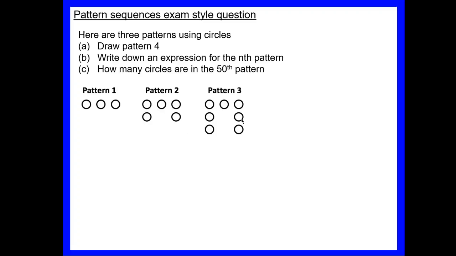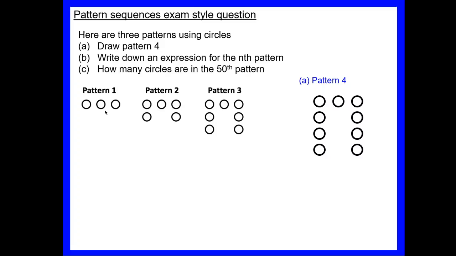Our next one, we've got that pattern 2 repeated with an extra 1 on the left, an extra 1 on the right. So our next pattern we can imagine would be the same, but with another one on the left and another one on the right. So when we've got a diagram pattern, we need to see what extra has been added or taken away for each different development of that pattern. Part B, we're asked to write down an expression for the nth pattern. So it wants an nth term rule.